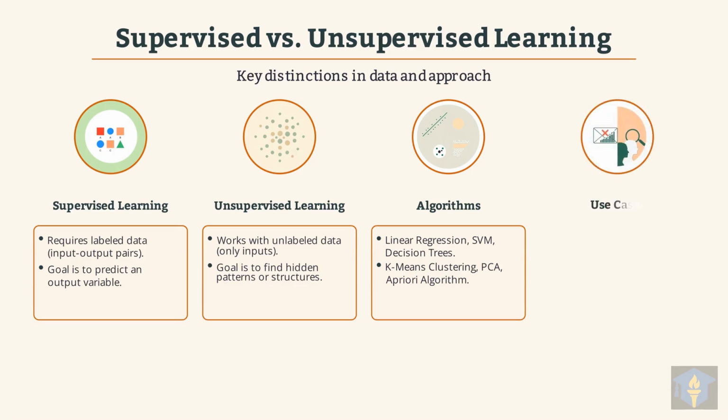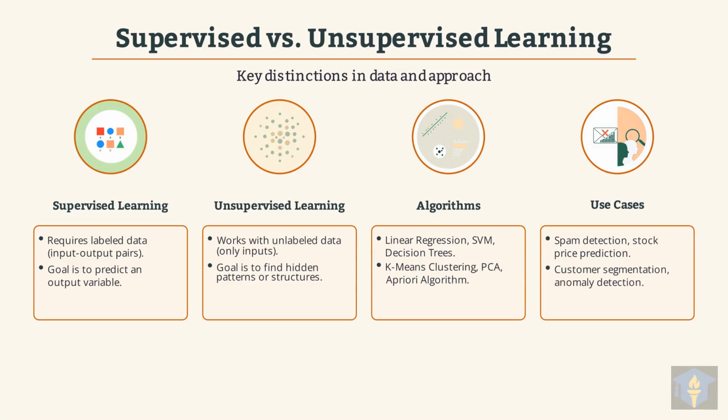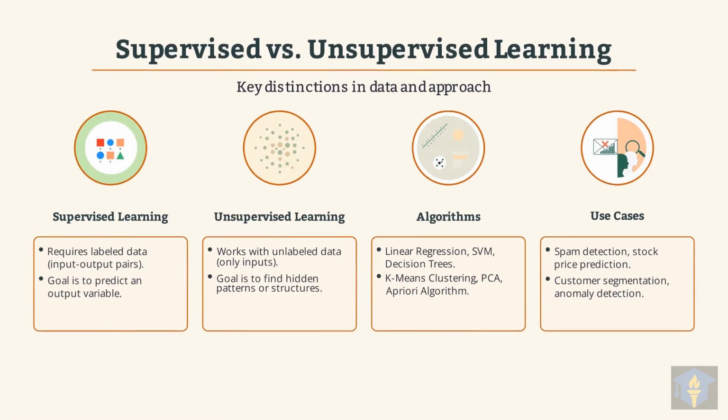Finally, let's explore some practical use cases where these different learning approaches are applied. Supervised learning is excellent for tasks like spam detection and predicting stock prices based on historical data. Unsupervised learning is often used for customer segmentation and identifying unusual patterns in anomaly detection.